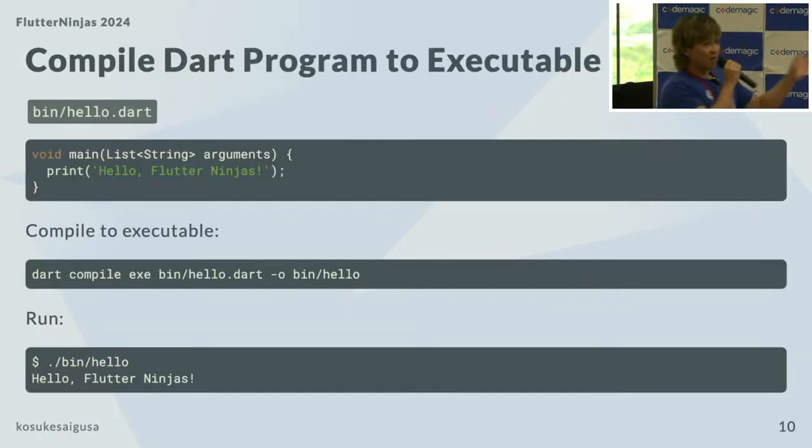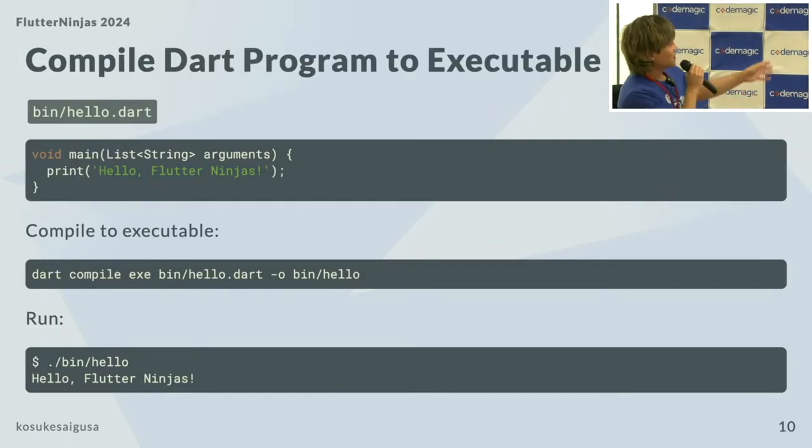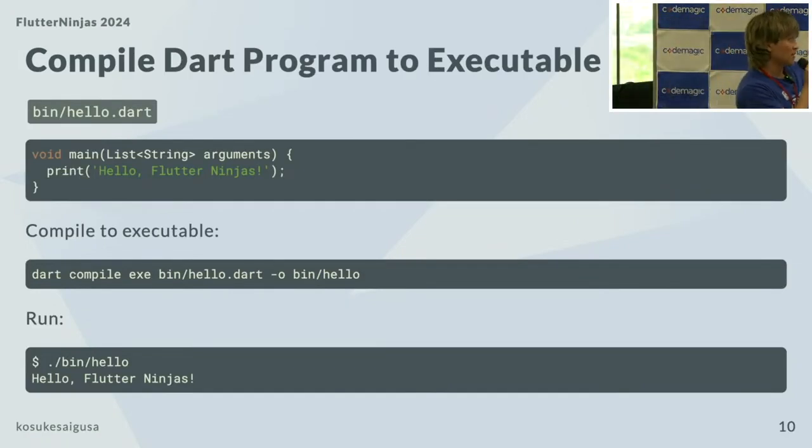Apart from Cloud Run, for now, let's see a very easy CLI Dart script. This just prints hello FlutterNinjas. You can compile the Dart script to an executable by running the dart compile exe command. Then you get an executable file. You can run the executable file with this easy command, and you get the hello FlutterNinjas result.